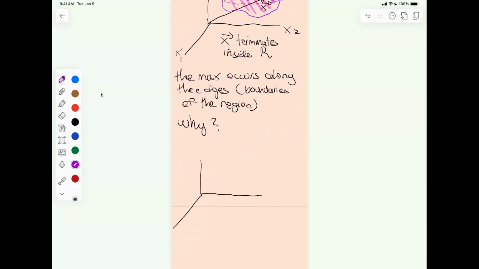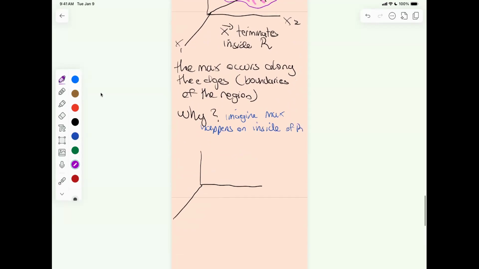Imagine the max occurs on the inside of R. I'm almost done, but you'll see it's a very clever proof. So my claim is that the max is this vector. I think the max occurred on the inside, somewhere in here. And I'm about to tell you this cannot be true. Why can this not be true?